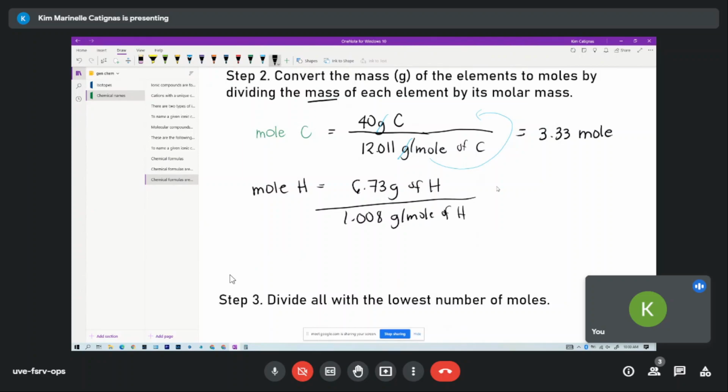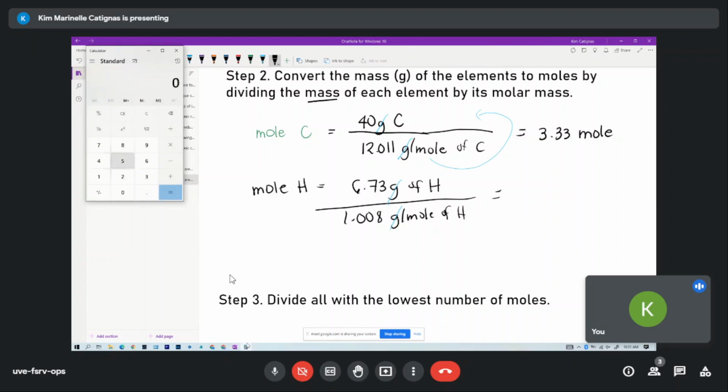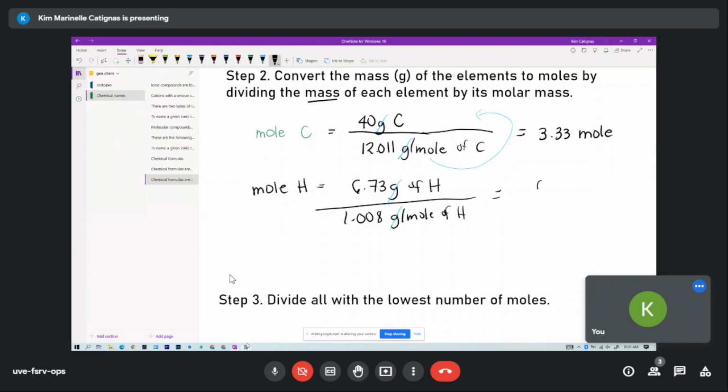Ma'am, bakit lagi niyo po nilalagay? Kasi po, para malaman nyo kung bakit naging mole yung kanyang unit. Okay, so, let's divide this using our calculator. So, we have 6.73 divided by 1.008, equals 6.68 ata siya. 6.68 moles.